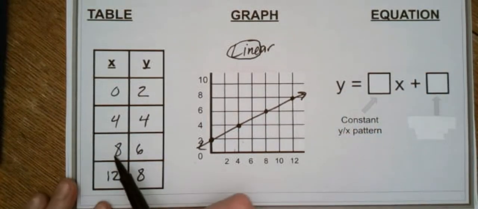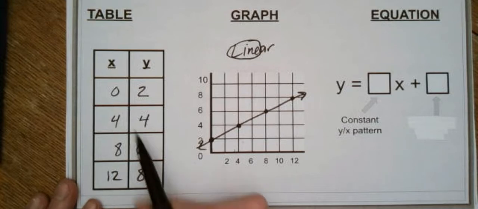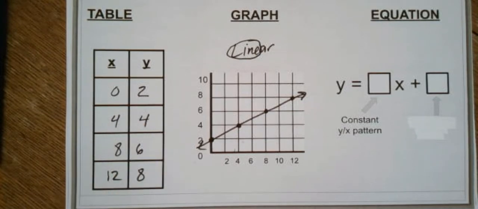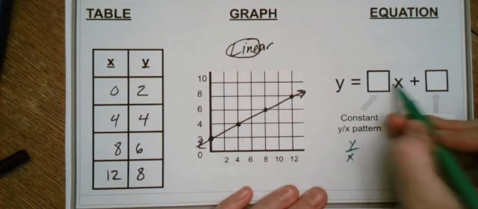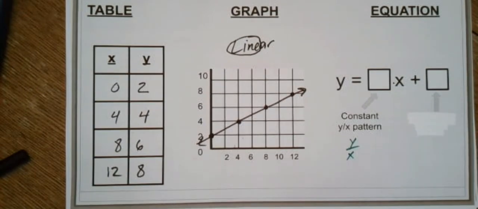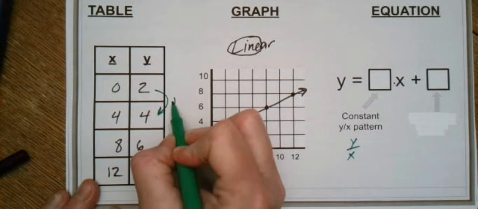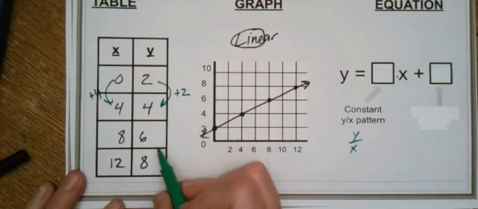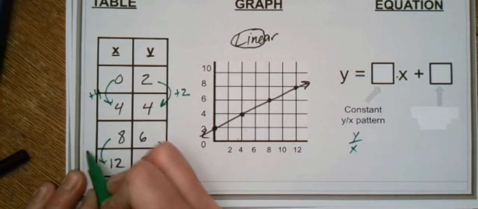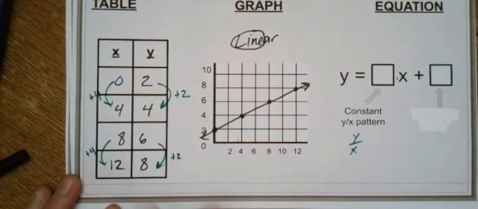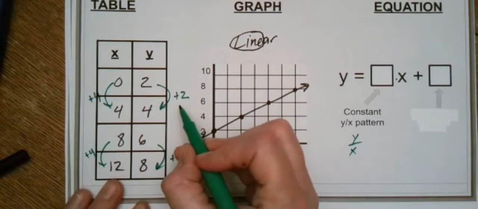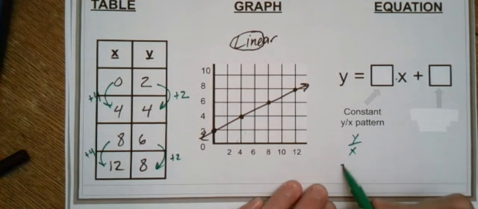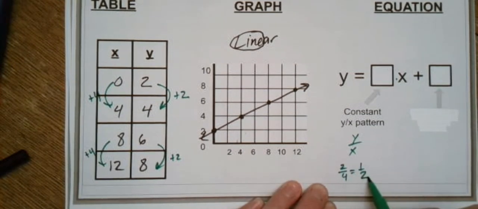You could guess and check and figure out what you multiply by and then what you add, as long as it works for everyone. But a much quicker strategy is to use my trick. Look for the y over x pattern. That will always be your multiplier. So let's go. Y is going up by 2. X is going up by 4. That's going to be consistent. Same thing here. This is going up by 2. This is going up by 4. It's always going to be consistent. You just have to pick 2 points. So that looks like the y over x pattern is 2 over 4, which simplifies to a half.